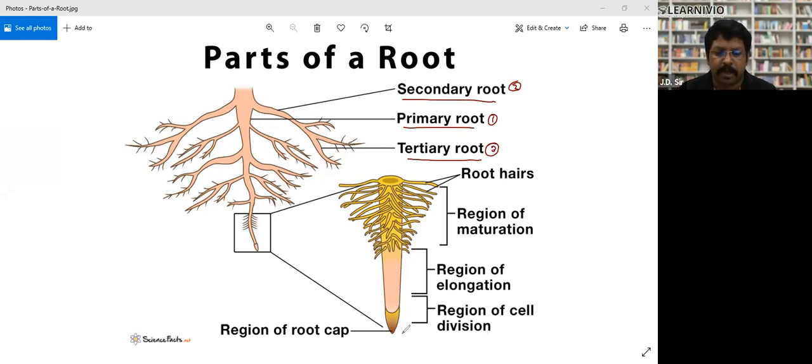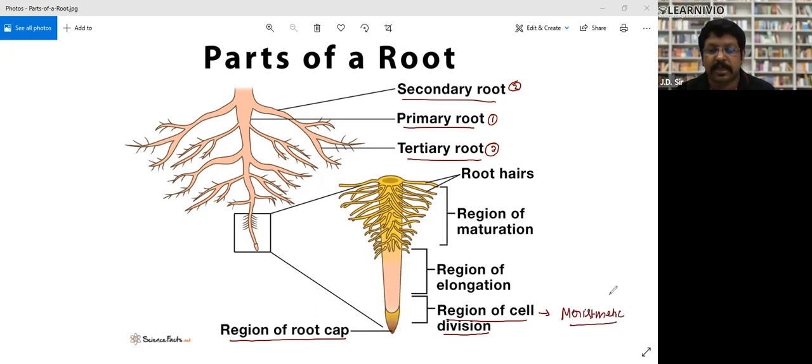So let's start from the apical part. The apex part is called the root cap. This root cap is made up of non-living or dead cells. The cells of this region secrete mucilage, a mucus-like structure. This mucus helps in penetration; it works like a driller. Inside this cap-like structure there are some cells which keep on dividing and giving rise to new cells, and this is called the region of cell division. The cells of this region are meristematic.